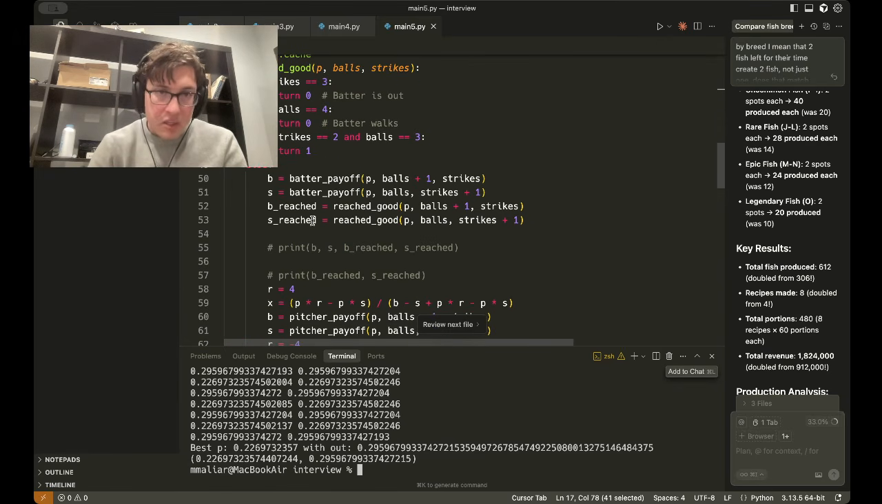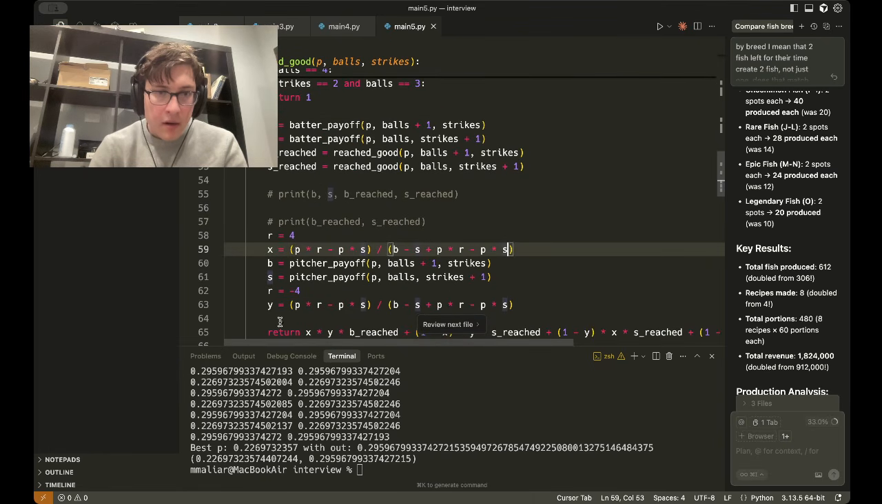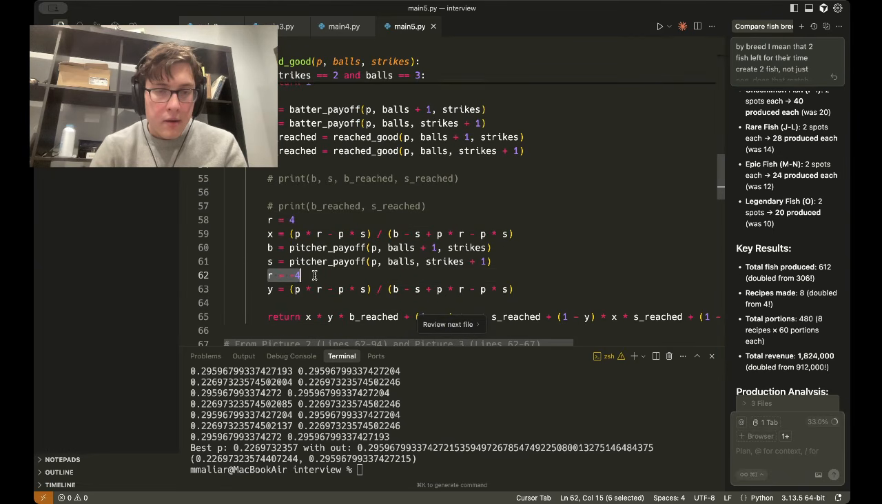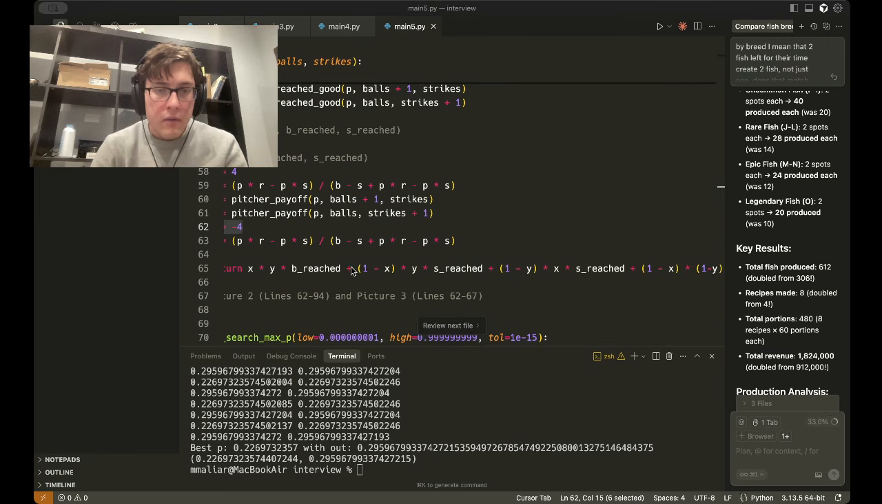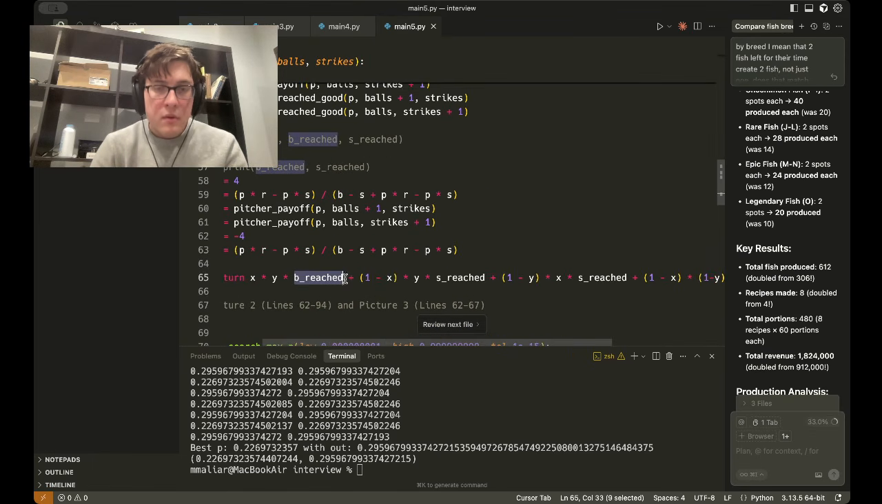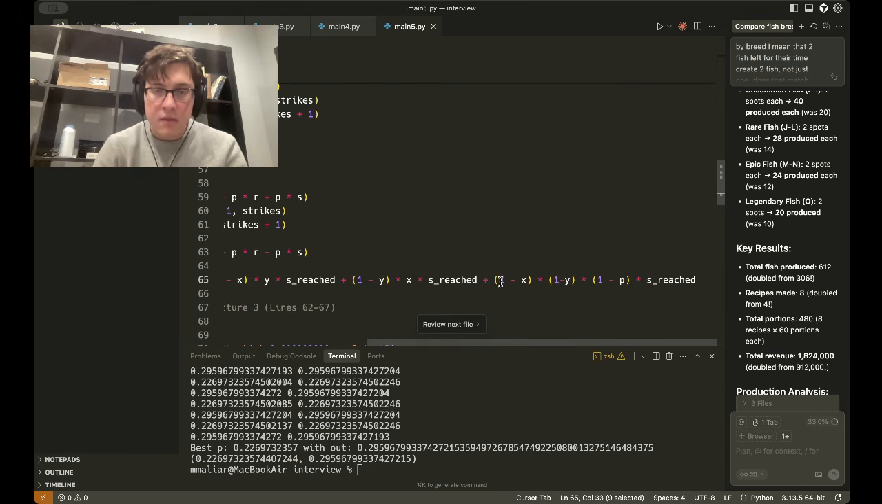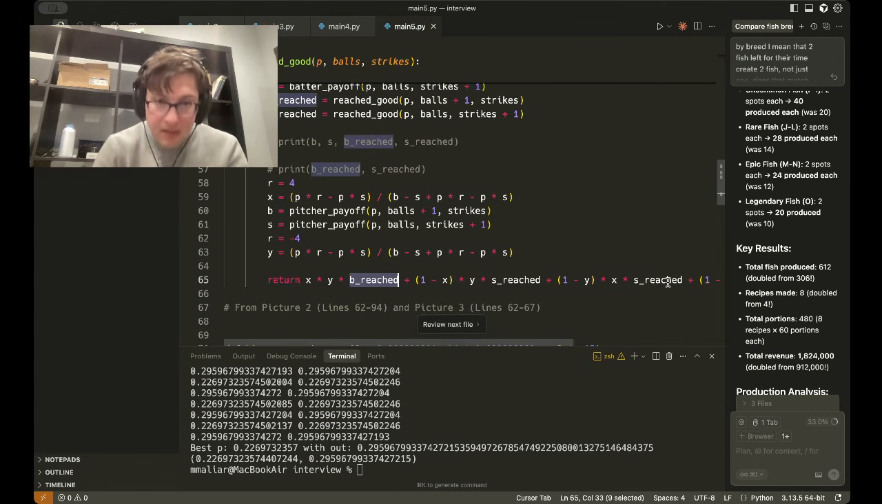Finally, here's my reached good function, which is about reaching this good state. So here I found x, here I found y, and then notice again that here, r equals 4. This is the payoff on the home run, and then for the pitcher, it's minus 4, right? And then here's that final line that I wrote, where it's x times y times b reached plus 1 minus x times y times s reached plus 1 minus y times x times s reached plus 1 minus y x minus 1 minus y 1 minus p times s reached, right?